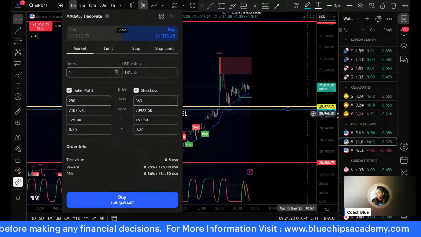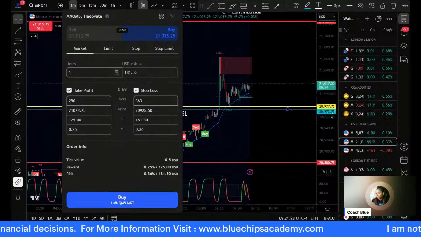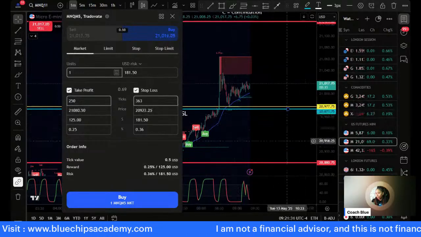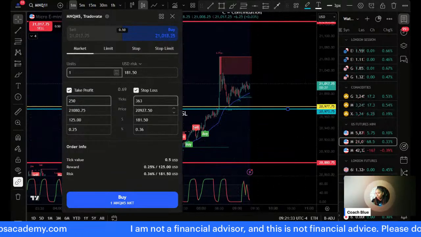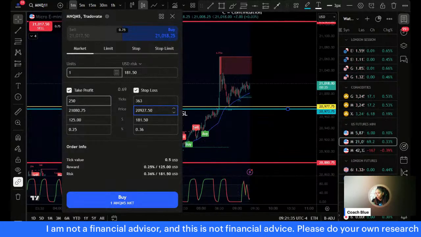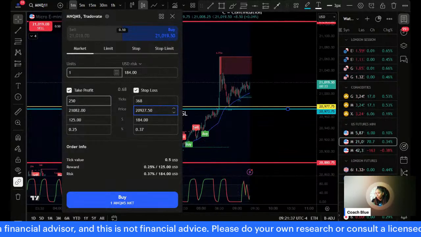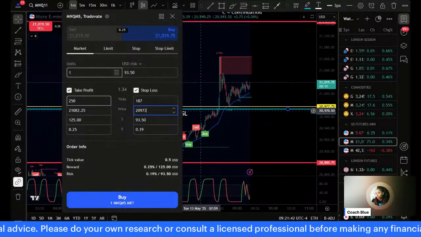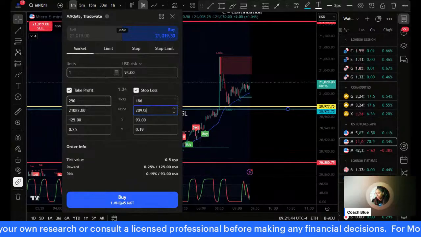So I'll say, okay, I'm getting into a buy. My stop loss is at 20,973. That's pretty much how I'll do it. What I do is type in 20,973.75 as my stop loss.